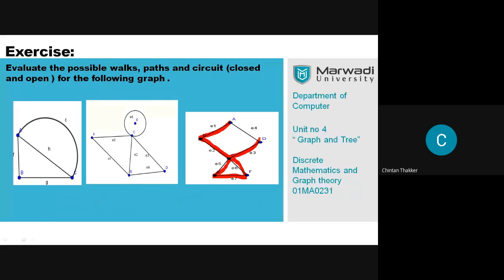A to B, B to C, C to E, E to F, F to C, C to D, D to A. This is a closed walk from A to A. Now, can we say that it is a circuit? It is a closed walk. So can we say that it is a circuit? Yes or no in the chat box.